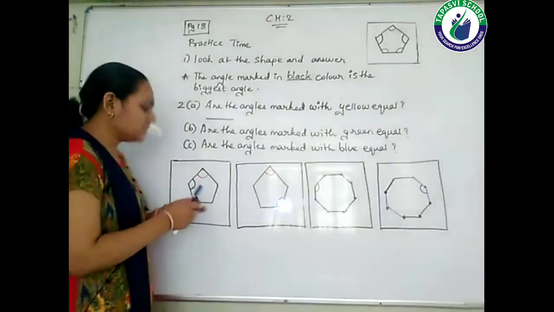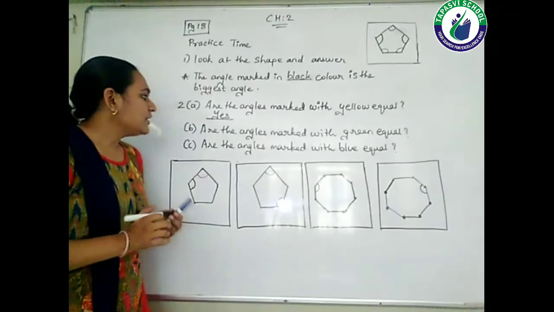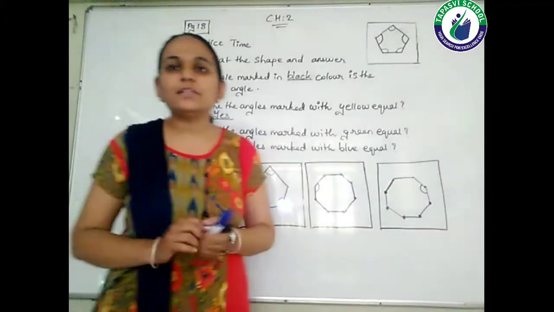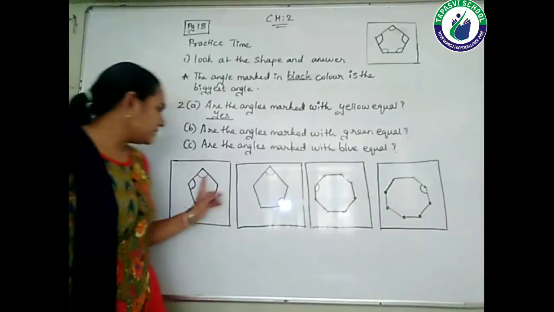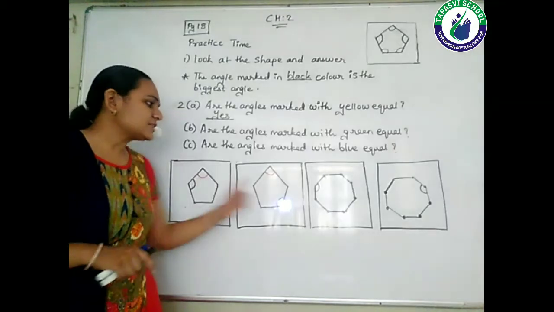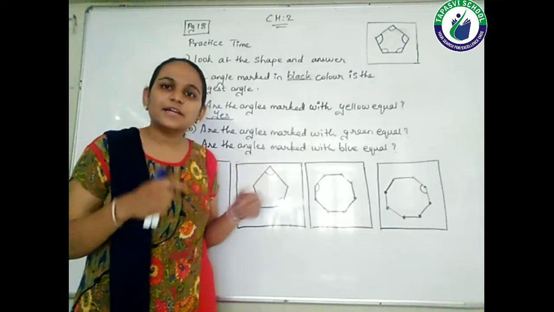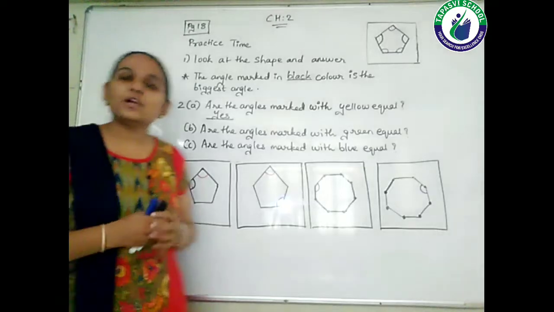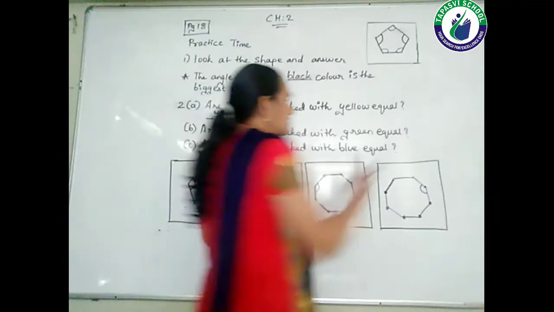Next question: so here you have to write the answer. Yes. Next one: are the angles marked with green equal? Here also I do not have the green marker with me, so I have used the red marker, right? Here you can see this red marker sign. In your textbook there is a green sign only, but I don't have the green marker, so instead I have used the red marker, students. So see this: are these two angles equal? Yes, these two angles are also equal. So here I am writing, students, yes.